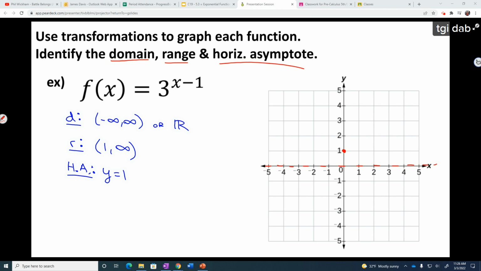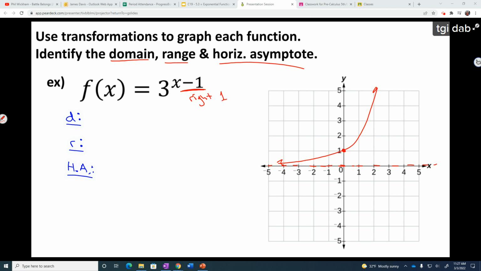It's exponential growth. It's a 3 this time, but it still crosses at 1. So no matter what that base is, if it's 3 or 5 or whatever, it's still going to cross at 1. Okay, now, what's our one transformation here? What's that tell us to do? Right, because it's up in the exponent.